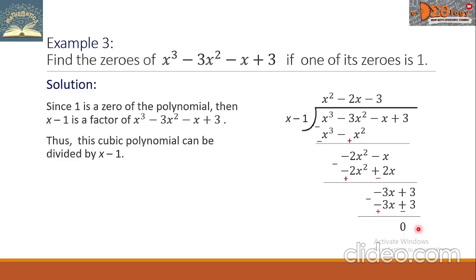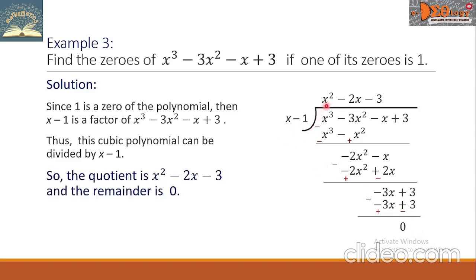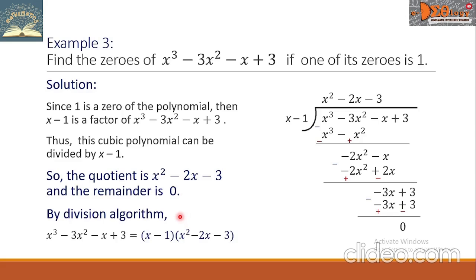From here we stop because this is already 0. Or we say that the degree of the dividend is less than the degree of divisor. So the quotient is x squared minus 2x minus 3. And the remainder is 0. Actually, no need to mention the remainder if it is 0. By division algorithm, we can write this x cubed minus 3x squared minus x plus 3 equals x minus 1 times the quantity x squared minus 2x minus 3.